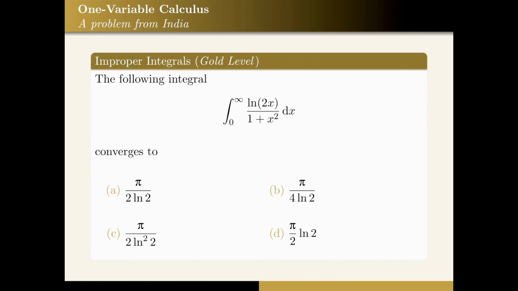Hello, in this video I'm going to solve the following gold level problem, one variable calculus, improper integrals. This is a problem from India. The following integral from 0 to infinity, ln of 2x over 1 plus x squared dx converges to. Pause the video at this point and give it a try to see which one of the following given options is the correct answer to the problem.